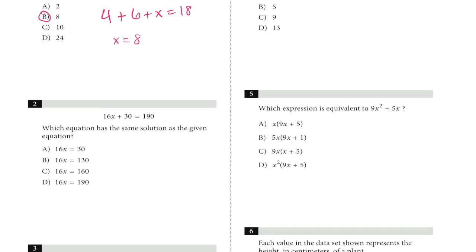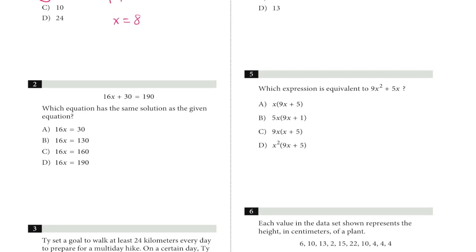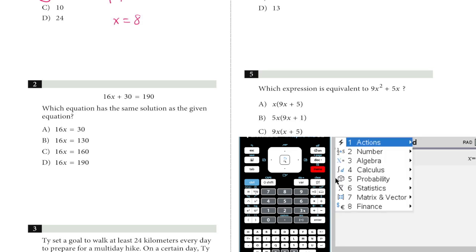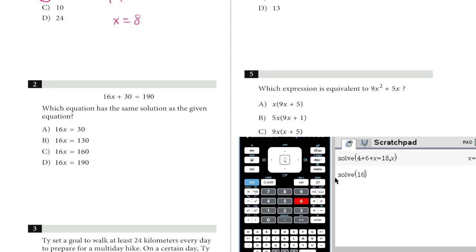Number 2. It says, which equation has the same solution as the given equation? So what we can do is find the solution for each, the given equation and each answer, and just see which one gives us the same solution. Again, if we're trying to find the solution, our calculator is really good at doing that. So again, we're doing the given equation. So menu 3, 1. 16x plus 30 equals 190, comma x. Enter. So I'm just going to write down x equals 10 because now I know I'm going to keep doing every answer choice until I also get x equals 10.